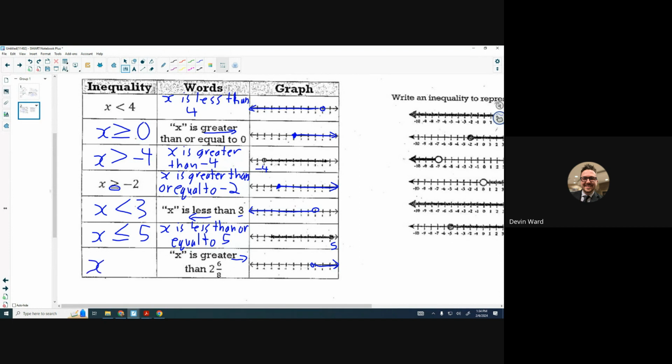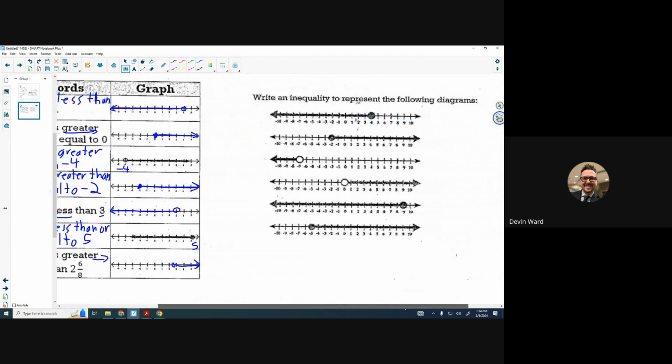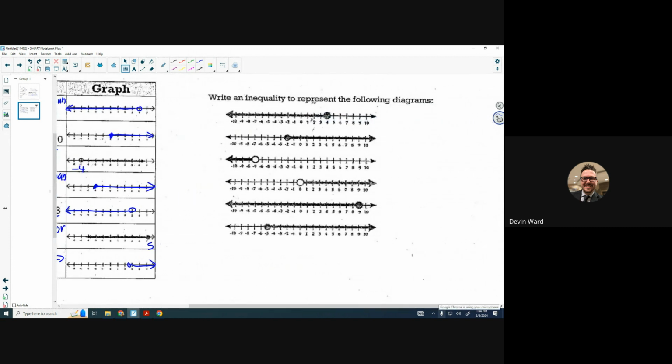That's x, and then that same number, 2 and 6/8. And since x is greater, the alligator wants to eat x. And there's no line because it's not equal to 2 6/8, it's just greater than that. Now, let's just write out the inequality. We don't need to worry about the words.